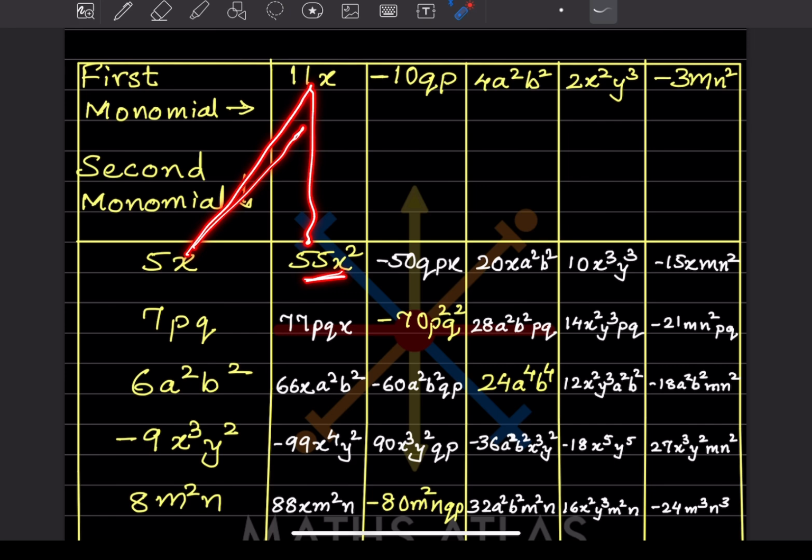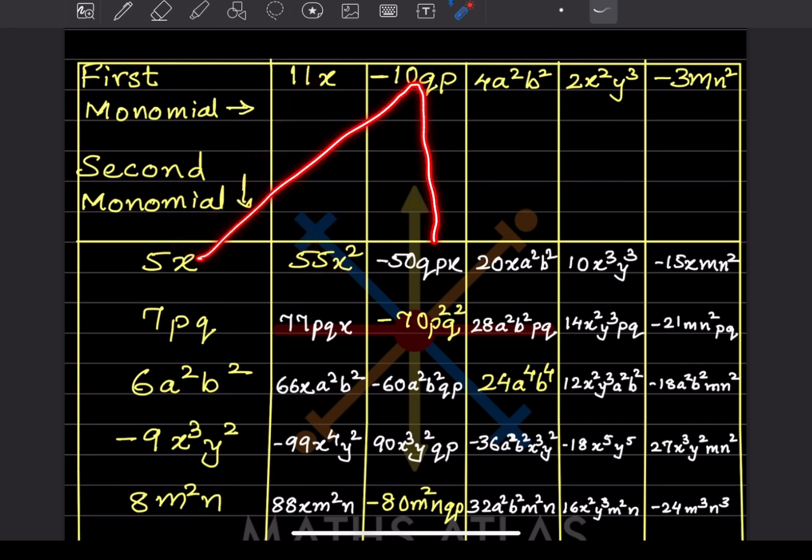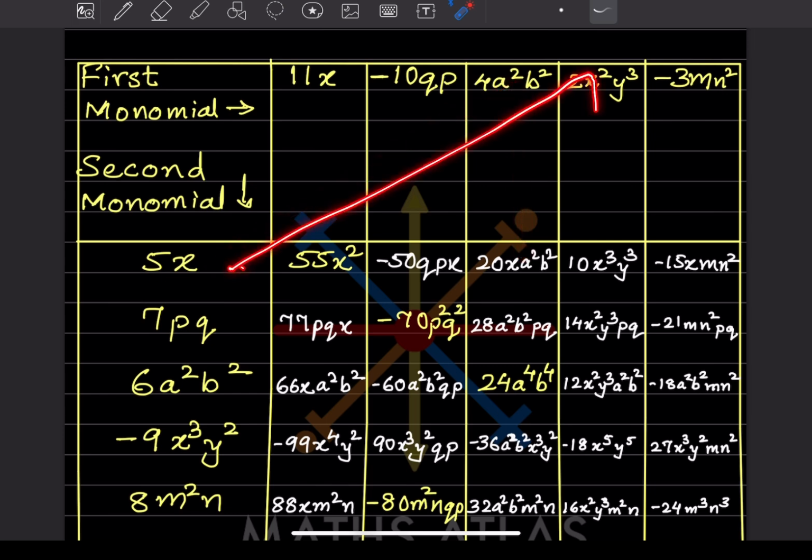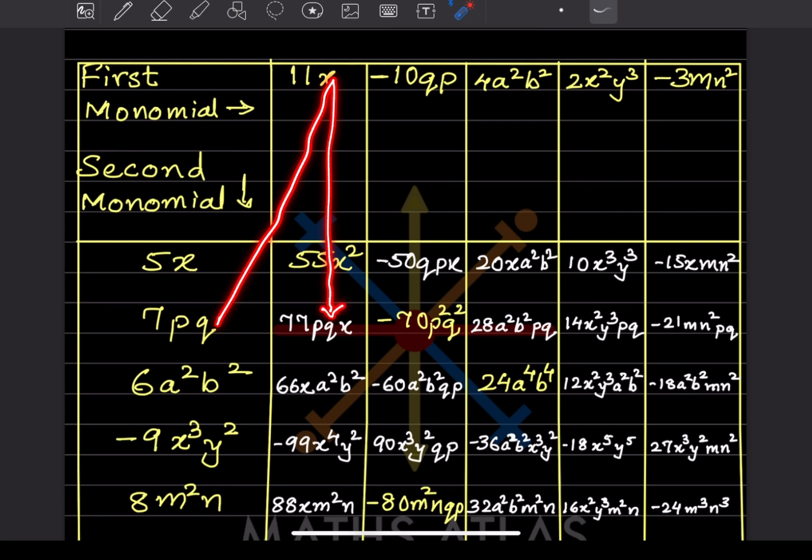So that is going to be 11 5s are 55 and x square. You will go this way. So that is 10 5s are 50, but there is a minus sign. So this will be the answer when you multiply this one for this one, same. So now you will go for this and this part in this blank. So that is going to be 77 pqx.